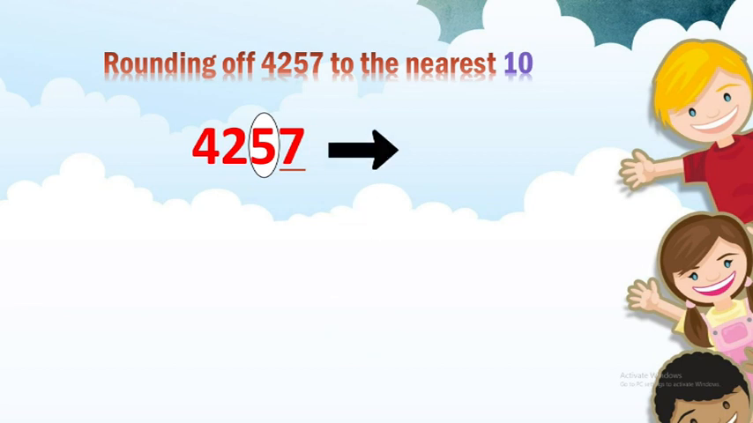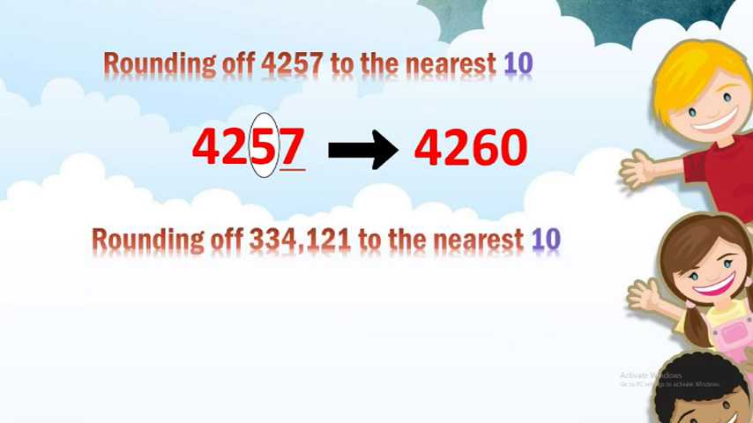And then you are going to round this number to the nearest 10. After that, you have to look whether the right side of the number is less than 5 or more than 5. So the 7 is less than or more than 5? Very good. 7 is more than 5, right? So you have to add 1 to the tens place. So the answer is 4260. Very good.